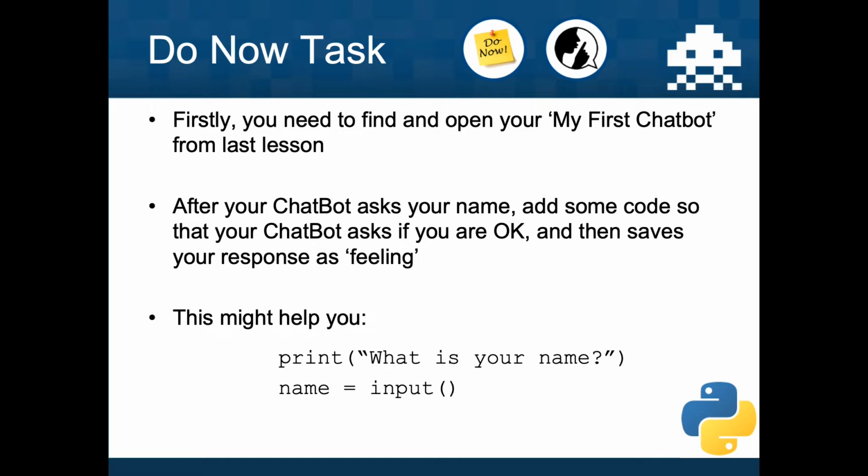Now, if you can't remember back to lesson 1, the code at the bottom might help you. We've got print, what is your name, and then name equals input. You should be able to use that to create something that asks, are you feeling okay? Then the person should reply yes or no into a variable called feeling. Pause the video at this point and have a go at that activity.